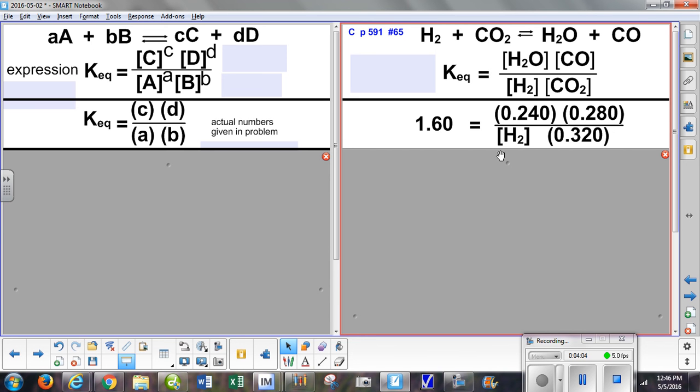And you might ask yourself, well, why did you write H2 here? Because H2 is what they wanted us to find out. And now whatever number we get will be the concentration of hydrogen. So K equilibrium was given to us as 1.60, and now we just go on and we solve.